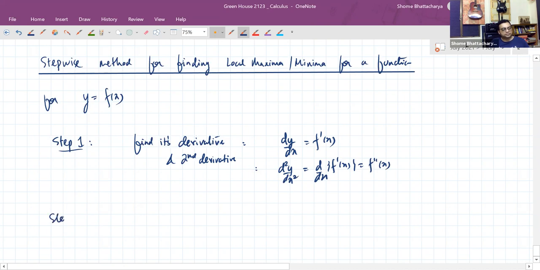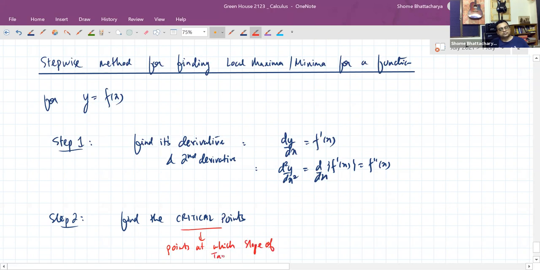Okay. Then second step, we find the critical points or the turning points. So what are critical points? They are points at which slope is zero. Points at which slope of tangent is zero. So for this we solve dy by dx equal to zero, or f prime x is equal to zero. So solve these for x and those will be our critical points.